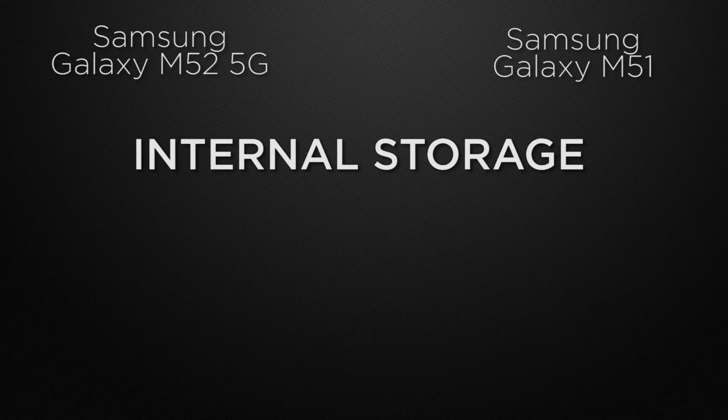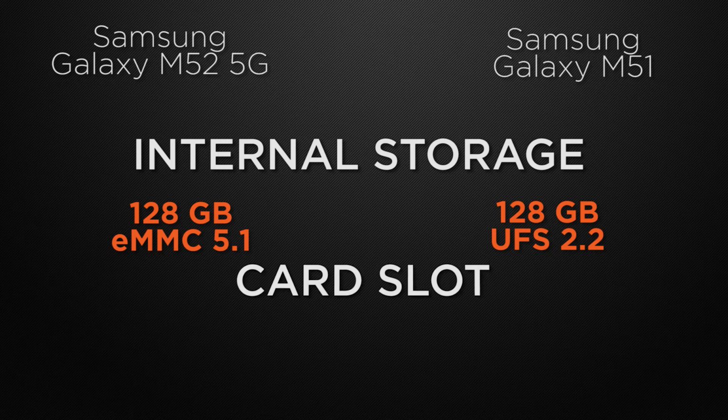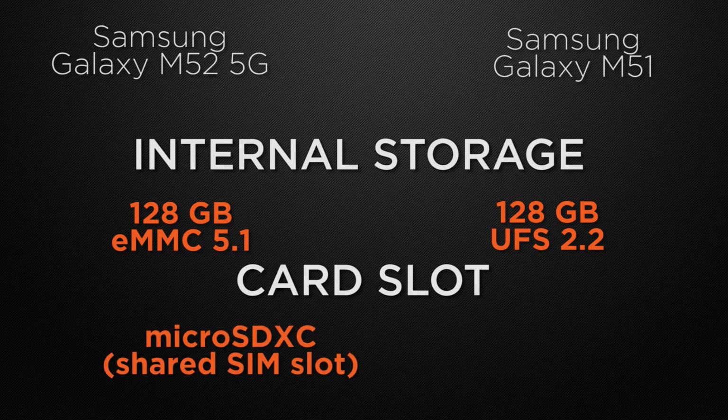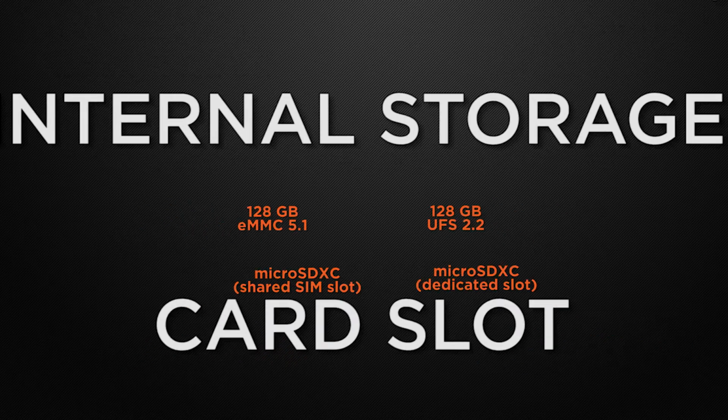Let's talk about the internal storage of the devices. M52 comes with 128GB of storage, whereas M51 has 128GB of storage too. But the winner here is M51 because it has faster read and write speed. And about the external storage of the devices, M52 has a shared card slot, whereas M51 has a dedicated card slot. So the winner here is M51.